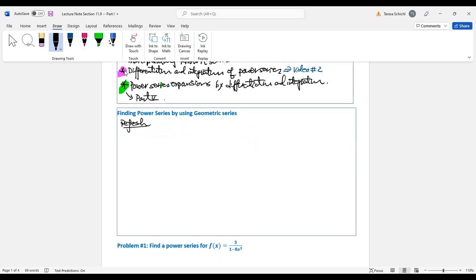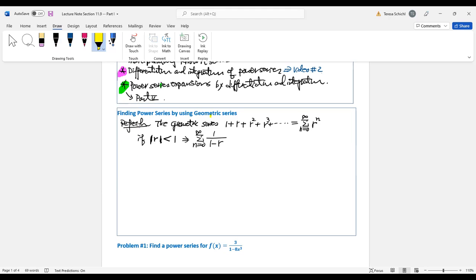For the geometric series, 1 plus r plus r squared plus r cubed and so on, I can write this as the sum from n equals 0 to infinity of r to the nth power. We know if the absolute value of r is less than 1, then this is a convergent series. The sum of this will be 1 over 1 minus r. This is what we learned in the earlier sections about the geometric series.